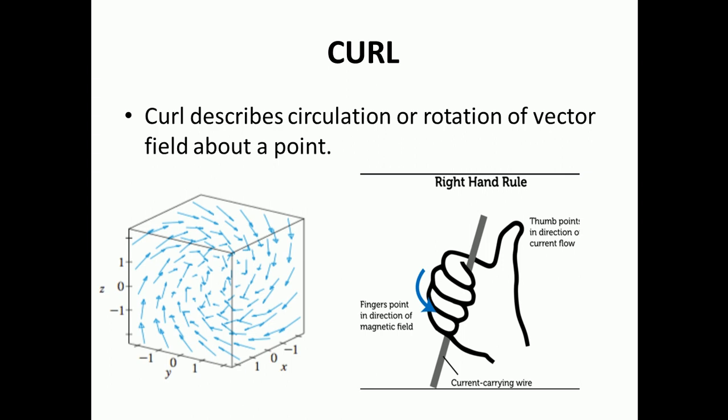And then the last analysis of del operation is called curl, the vector product. When del operates via the vector product, or cross product, it is called a curl, and it describes the circulation or rotation of a vector field about that point. For example, in the first example, in a box choosing some points x, y, z, how the curl is rotating around has been shown by the arrowheads. The second example is the right hand rule, where we have a current carrying wire and we place the hand over it, where the thumb points in the direction of current flow and the fingers point in the direction of the magnetic field.